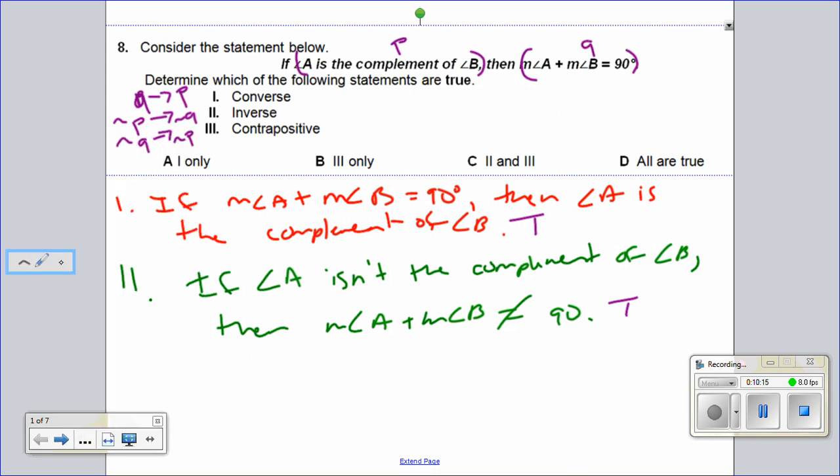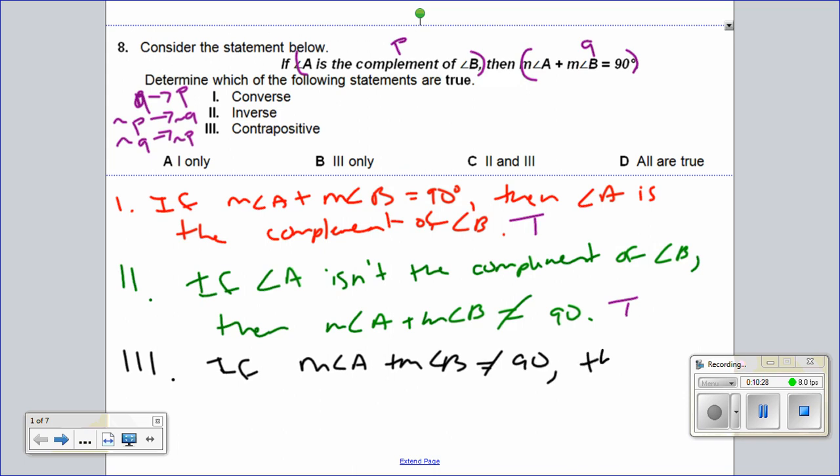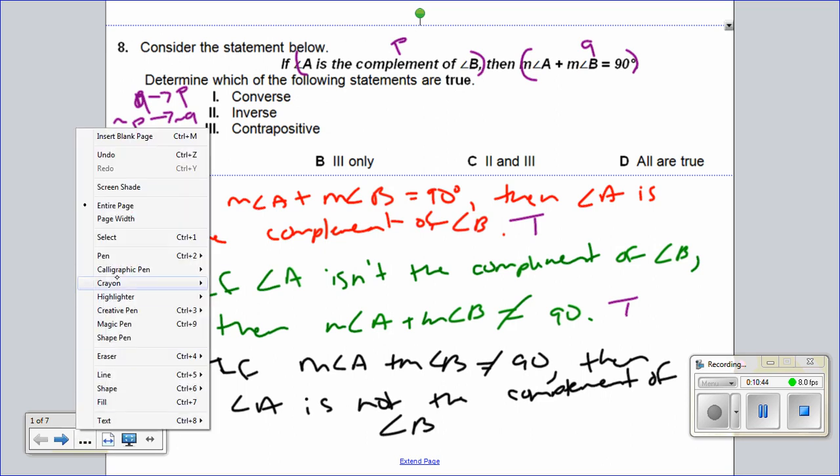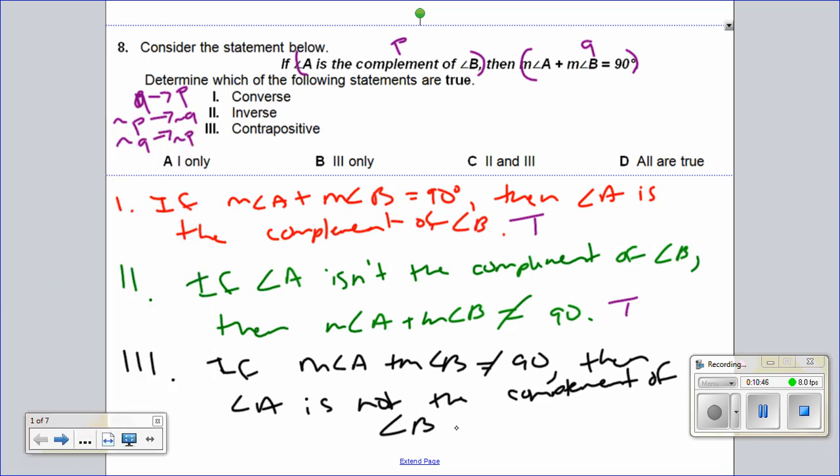So now our last statement, the contrapositive, would say: if the measure of angle A plus the measure of angle B doesn't equal 90, then angle A is not the complement of angle B. And again, that is a true statement. So all three were true, so our final answer is D.